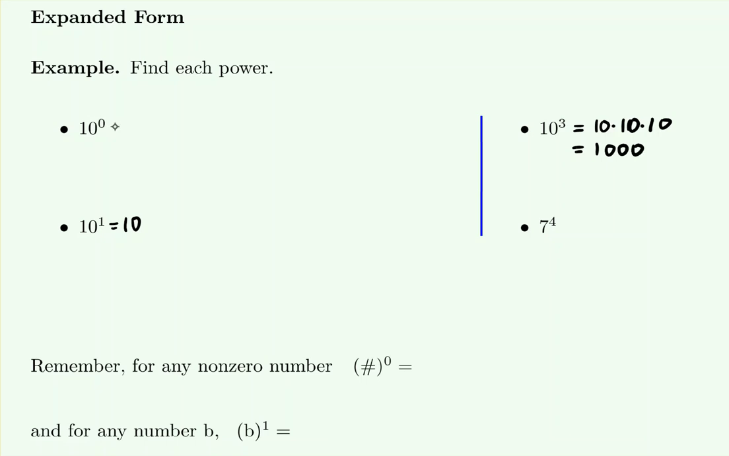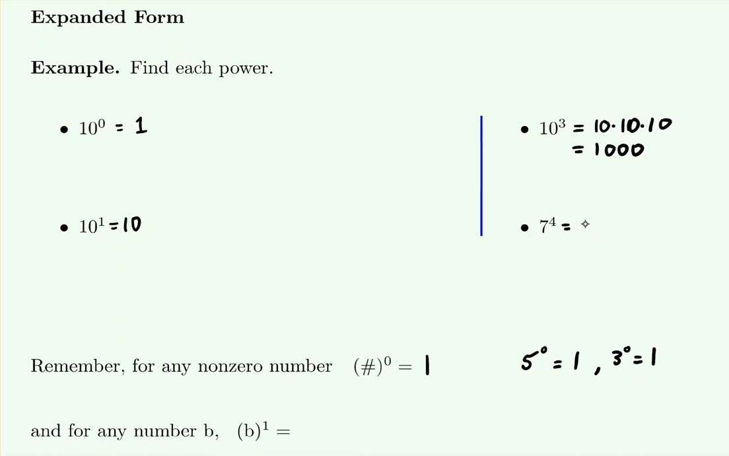And then 10 to the 0 is just the value 1. Indeed, any number to the 0 power is always equal to 1. So if we see 5 to the 0, we know that's another way to write 1, as is 3 to the 0. For any non-zero number with 0 as an exponent, the overall value is 1.